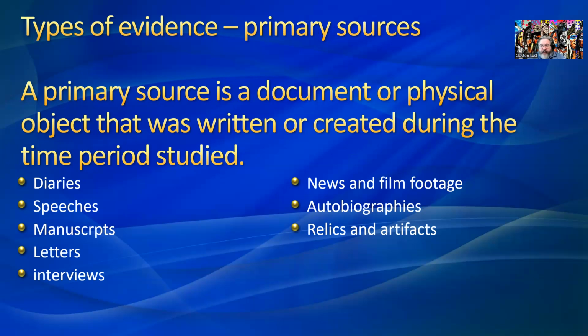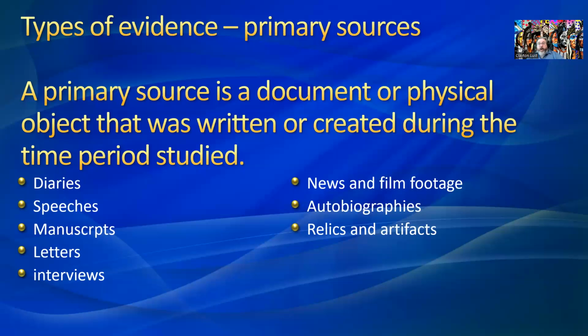But the types of things that you're going to be looking at are things like diaries or speeches, manuscripts, letters that people have written back and forth to one another. Historians absolutely rely on letters. The letters that people write are often, especially famous people, collected and donated to archives so that these things are around. Interviews, especially the closer we get to the modern era, interviews are critically important primary sources. News and film footage, these are also primary sources.